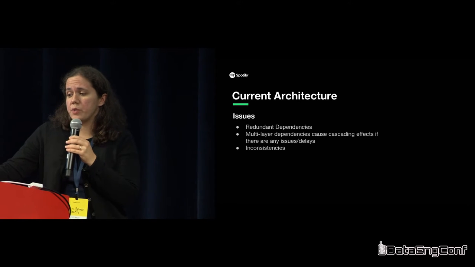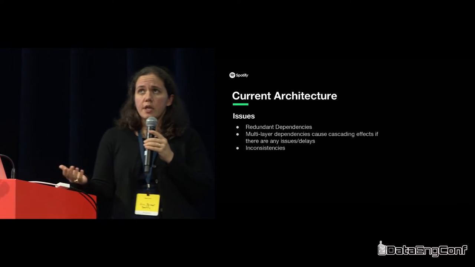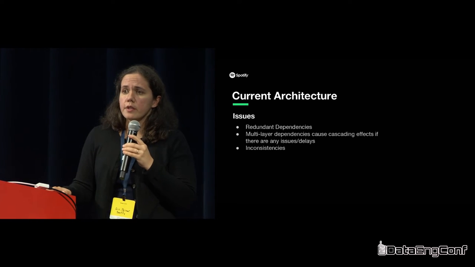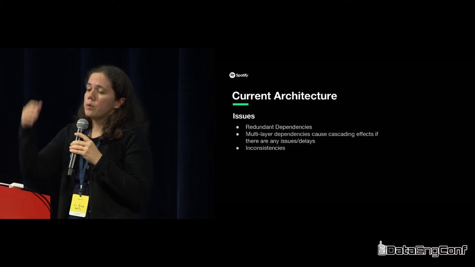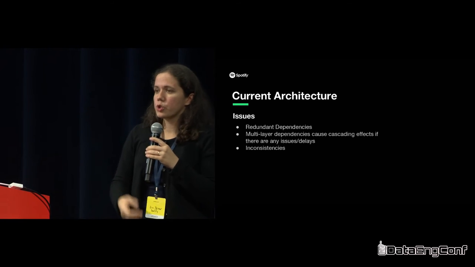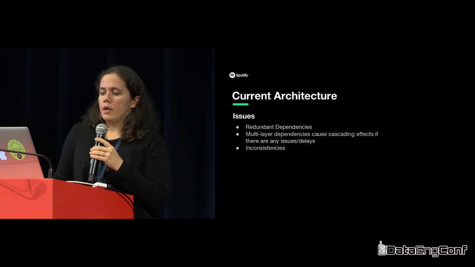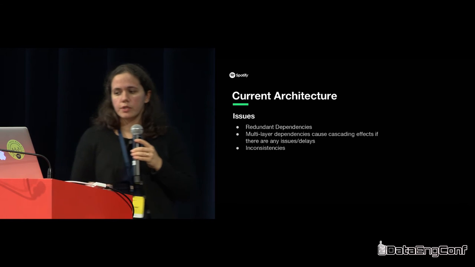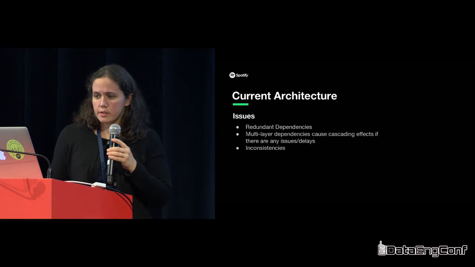However, it does have some issues. The issues you can imagine with such a setup, this NSong, for instance, that I referred to, you have to read it very many times because for every single path of the execution, you have to read it once to compute everything you need to compute. The multi-layer dependencies cause cascading effects if there are any issues or delays, and I'll go a little bit in depth about what that is. It can also cause data inconsistencies.